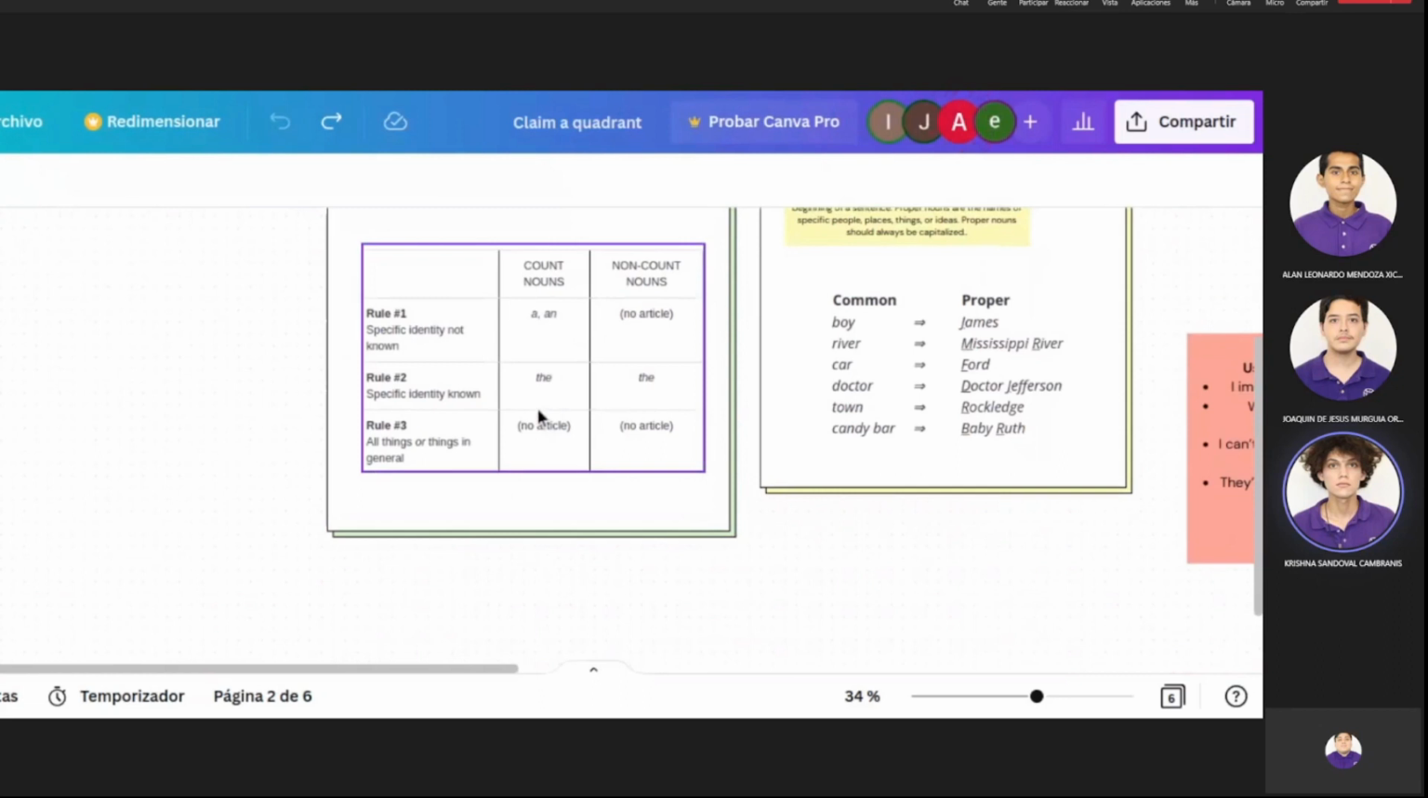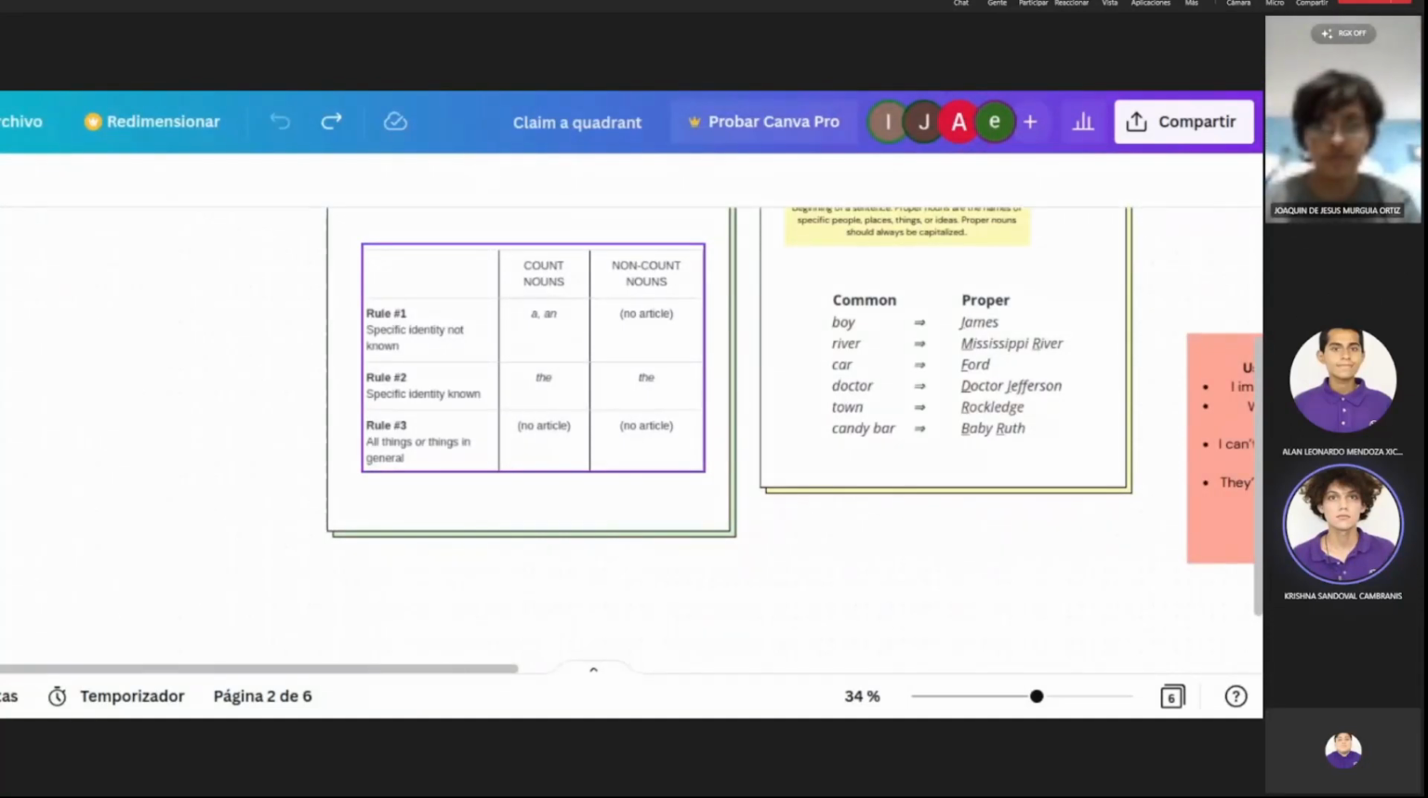Now I want to speak about the definite article. We use the with non-countables and semi-countables. It's like the movie. In Spanish it is la película.